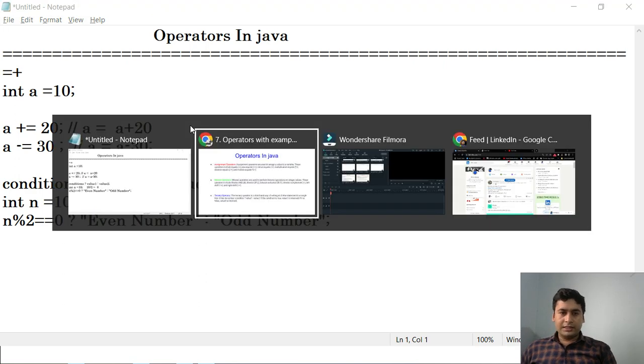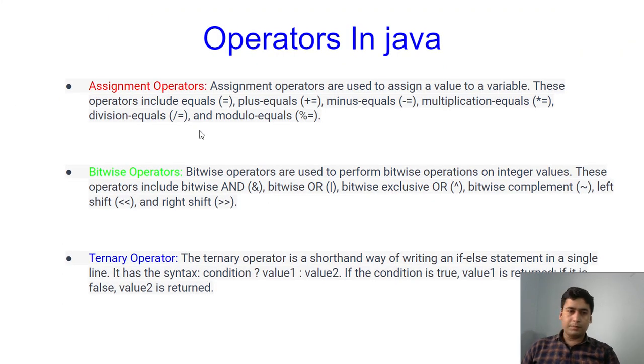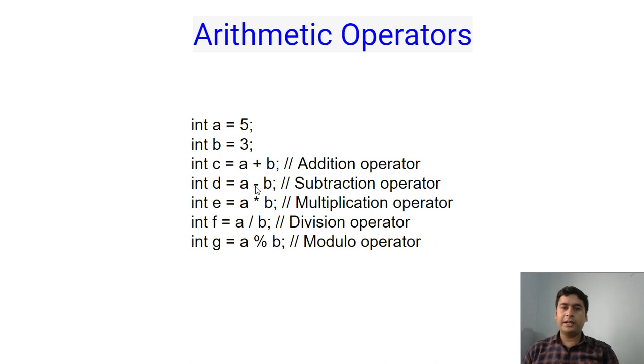Okay, let's go further and talk about some more operators. Here you can see some arithmetic operator examples, like int a equal to 5, int b equal to 3, and we can do int c equal to a plus b. This is the addition operator. Minus, we are doing int d equal to a minus b. This is the subtraction operator, then multiplication operator, division operator, and modulo operator. This is the modulo operator.